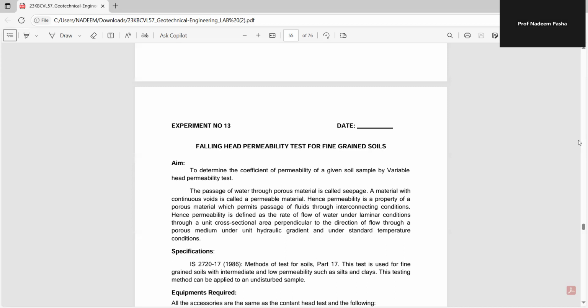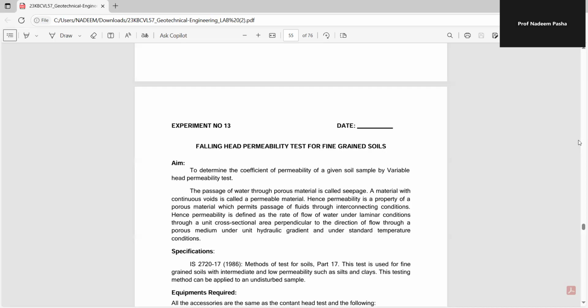Hence, permeability is defined as the rate of flow under laminar conditions through a unit cross-sectional area. So how much area are we assuming? 1 meter square, a unit area we are assuming. So how are we defining permeability? Permeability is defined as the rate of flow of water under laminar conditions through a unit cross-sectional area perpendicular to the direction of flow through a porous medium, under a hydraulic gradient and under a standard temperature condition. So temperature also has an effect on the coefficient of permeability.